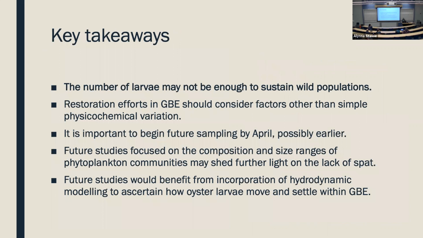So some key takeaways from this chapter are, first and foremost, there are not enough larvae to sustain the wild populations. There are not enough healthy oysters producing the larvae that we need to keep oyster populations where they need to be. Restoration efforts in Great Bay should consider other factors than simple physicochemical variation. They should look at the phytoplankton abundance and composition. They should look at predation and substrates that are in Great Bay for oysters.